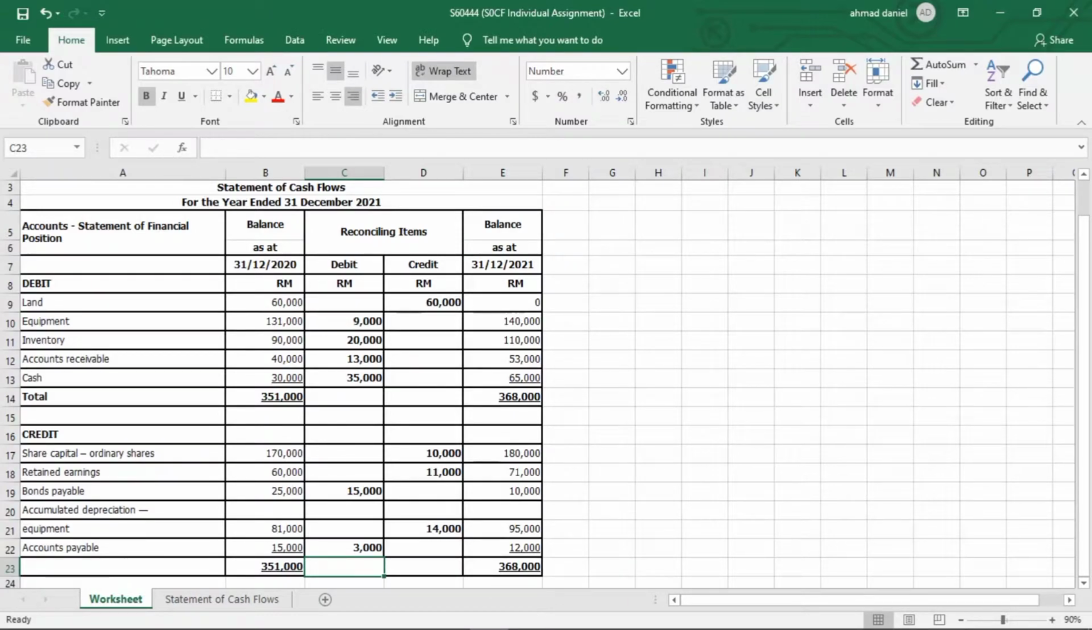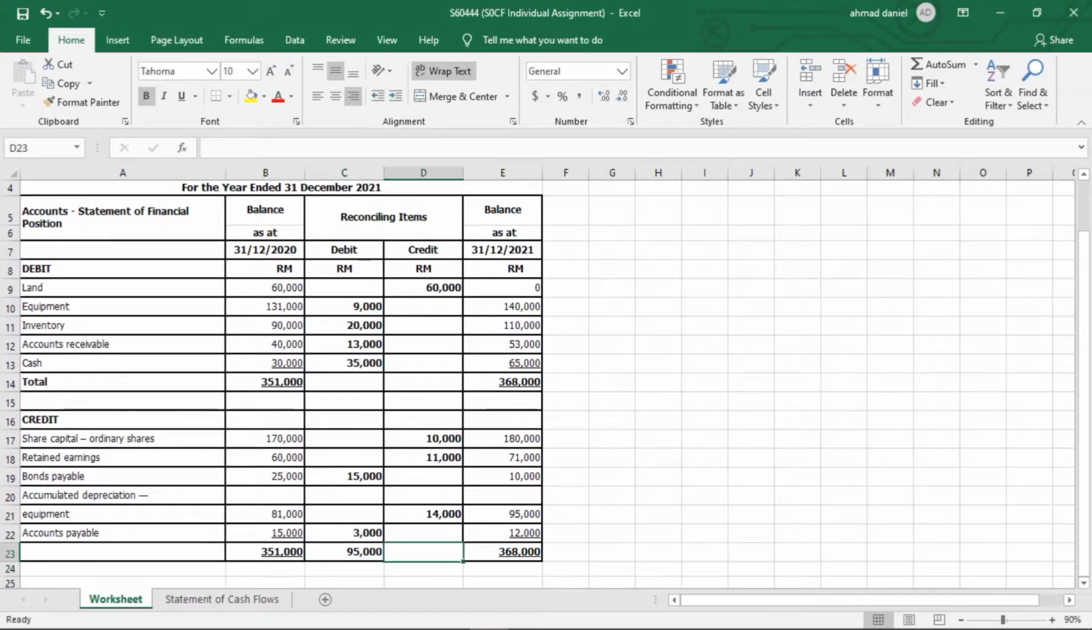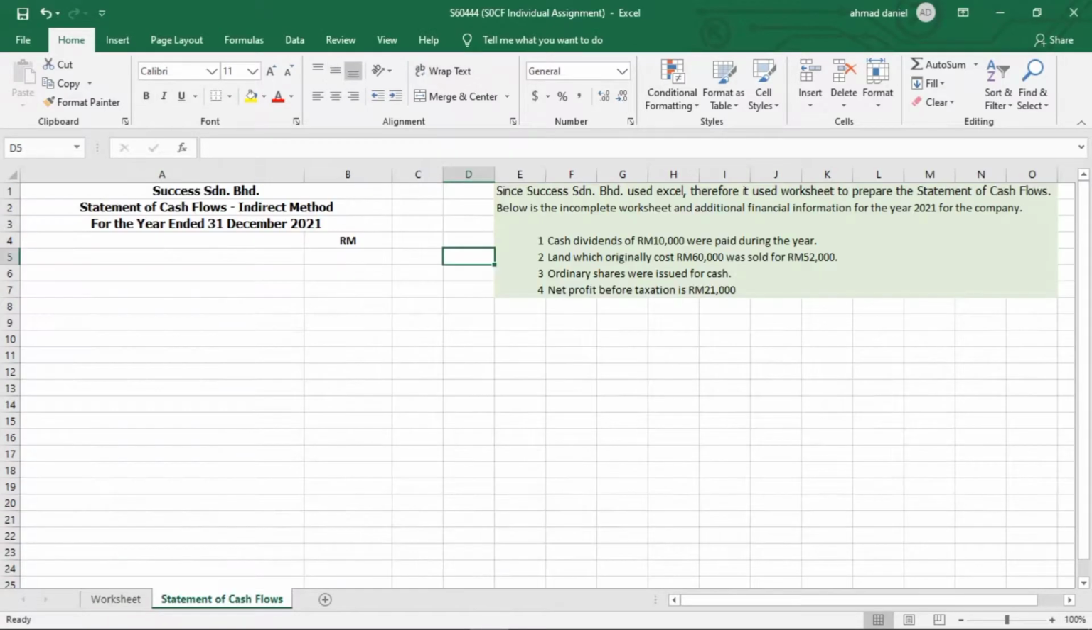Then we total up the debit and credit. If the amounts of debit and credit reconciling items are the same, then the reconciling items made may have been correct. So first we sum the debit side. We got 95,000. Then the credit side, also 95,000, so we are good to go. Okay, now we prepare the statement of cash flow.